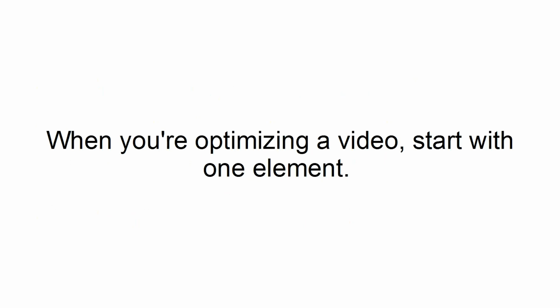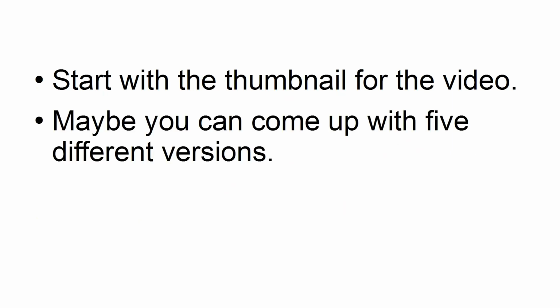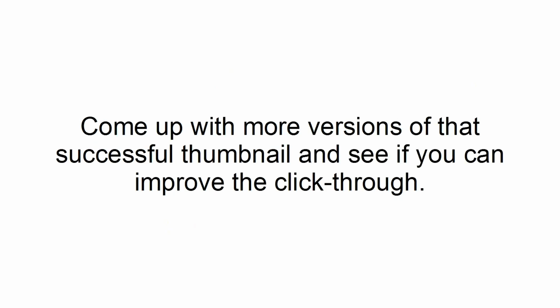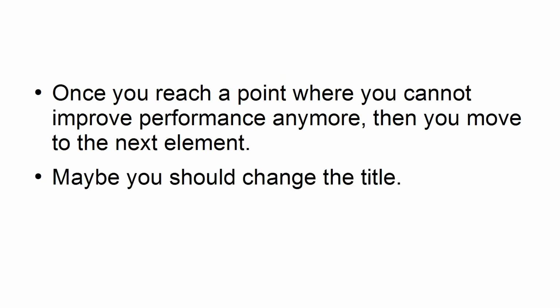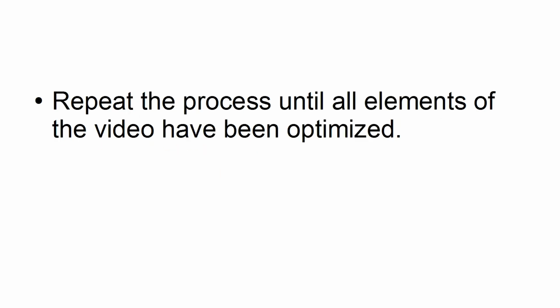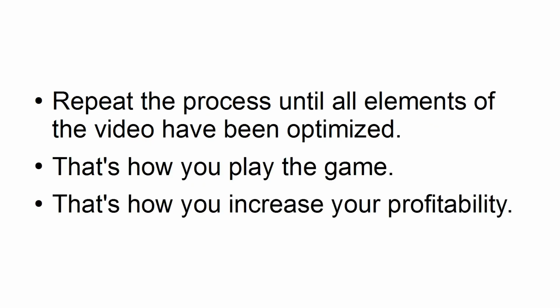When you're optimizing a video, start with one element. For example, start with the thumbnail for the video. Maybe you can come up with 5 different versions. See which version gets the most clicks and plays. Come up with more versions of that successful thumbnail and see if you can improve the click-through. Once you reach a point where you cannot improve performance anymore, then you move to the next element. Maybe you should change the title. Come up with 5 different versions. Repeat the process until all elements of the video have been optimized. That's how you play the game. That's how you increase your profitability.